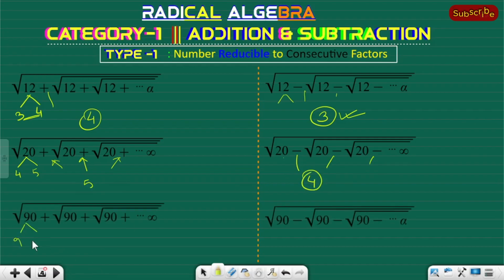9 and 10. The difference of 9 and 10 is 1. And here it is all positive. So 10 is the answer. Here negative. So 9 is the answer.